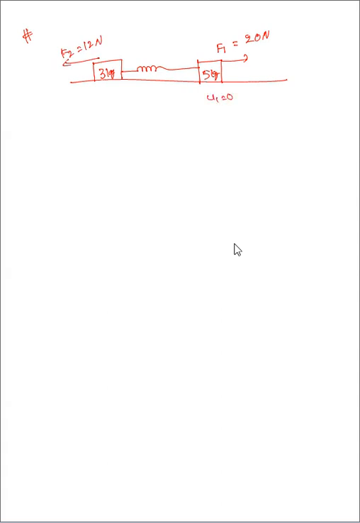We are having one plane here. In this plane we are having two blocks. This is a 3 kg block and this is a 5 kg block. We connected these blocks with a spring. On this block we are applying force F1 equal to 20 newtons. On this block we are applying force F2 equal to 12 newtons. Initially both were at rest, which means U1 equals 0 and U2 also equals 0.